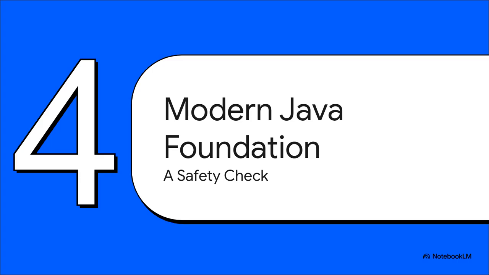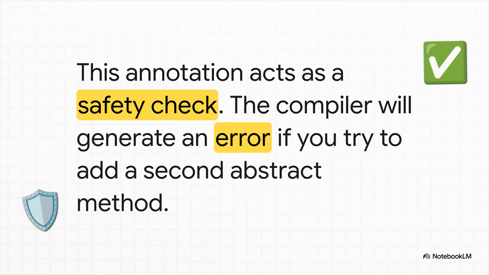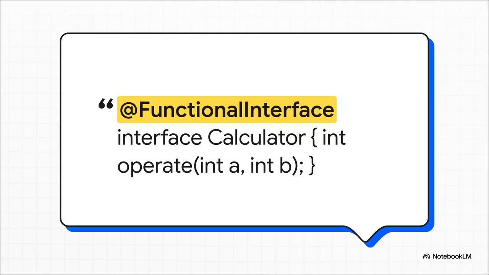And the language even gives us a tool to make sure we're doing it right. To help us out, Java gives us the @FunctionalInterface annotation. Think of this as a direct instruction to the compiler. You're basically telling it, hey, make sure you enforce the one-method rule for this interface. So if you or maybe someone on your team comes along later and tries to add a second abstract method to this calculator interface, bam, the compiler will immediately flag it as an error. It's an absolutely fantastic safety net that keeps your code's design clean and intentional.